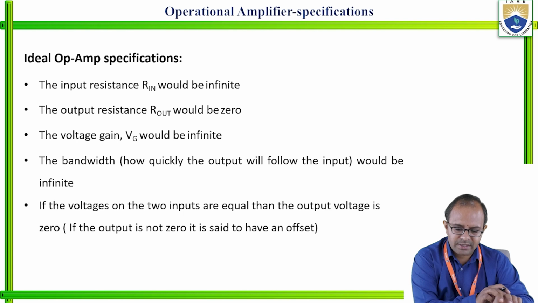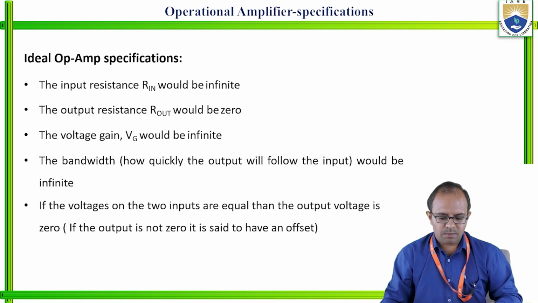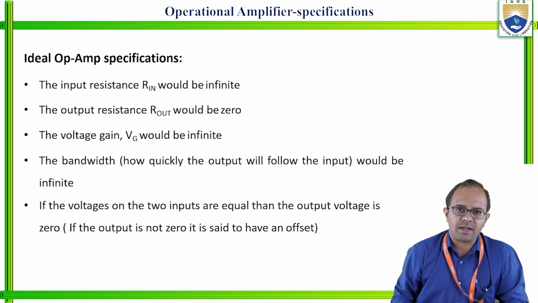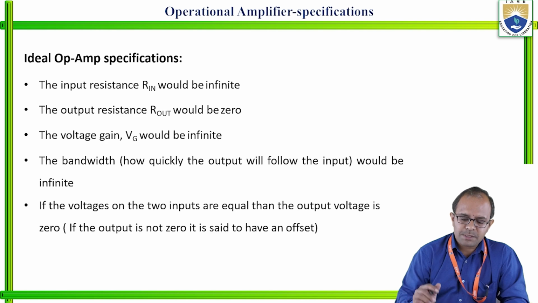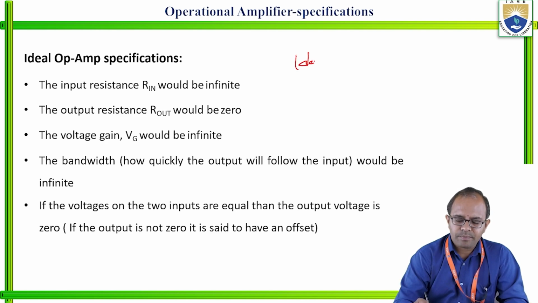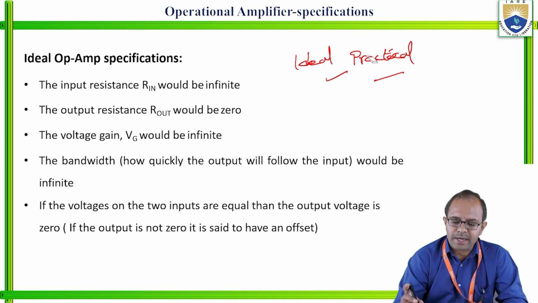Okay, this is regarding the symbol of the operational amplifier, and now we will look at the specifications of the operational amplifier. These specifications are classified into two: one is the ideal specification and the other is the practical. So there are two types, ideal and practical. We also call them the ideal characteristics and practical characteristics of the operational amplifier. So let us look at them briefly.